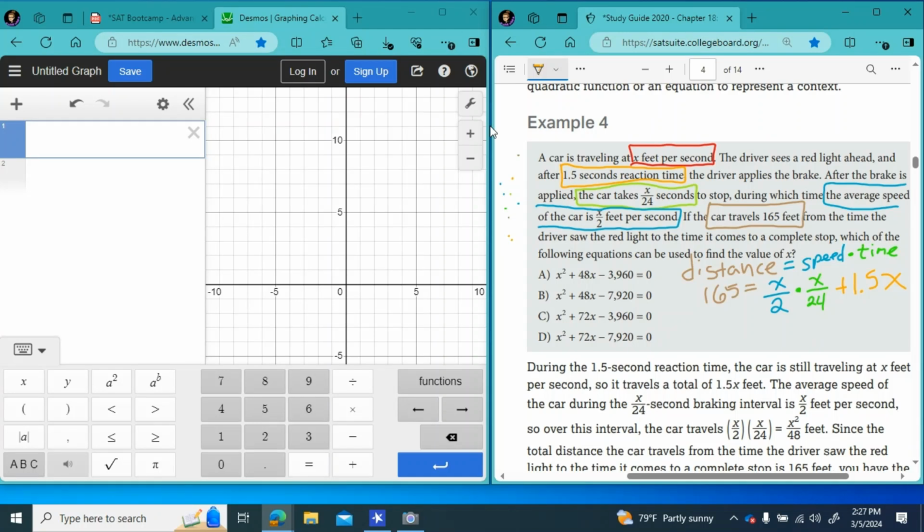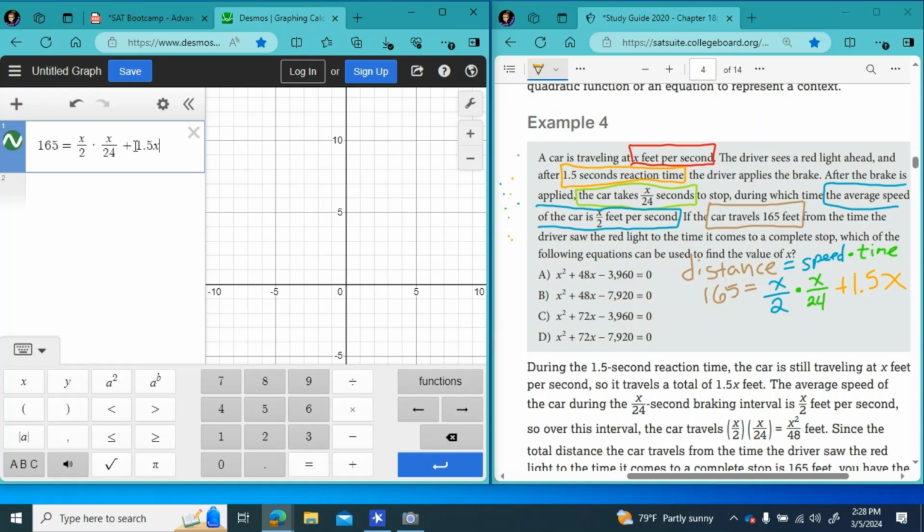Now on SAT, we can work a little math magic, like I like to say, and plug in this formula we just made up. 165 equals X over 2 times X over 24 plus 1.5 X. So I've got this formula and I plugged it in.